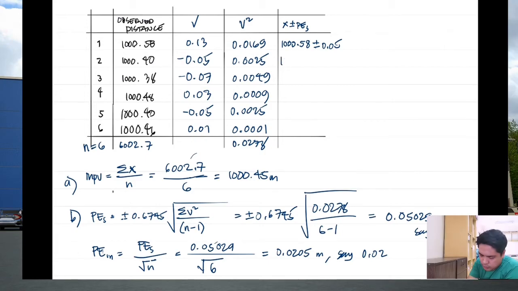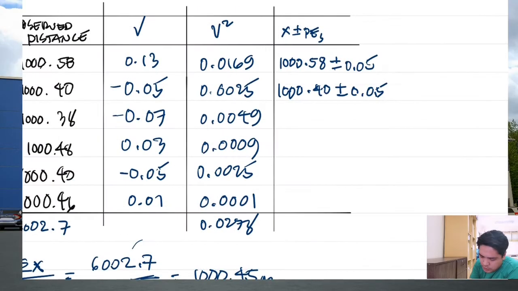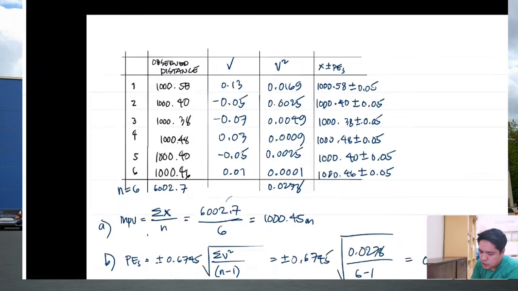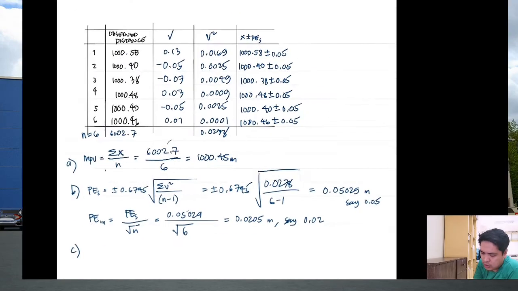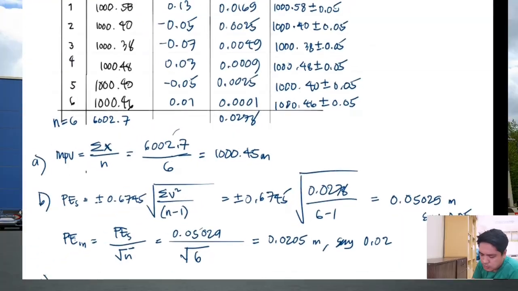Okay? You have 1000.40 plus minus 0.05. Let me change my pen. Okay. Then we have 1000.38 plus minus 0.05. So meaning your measurement, sa unang measurement mo, this could be 1000.63 or down to 1000.53. Ganon. Because that is your probable error for each measurement.